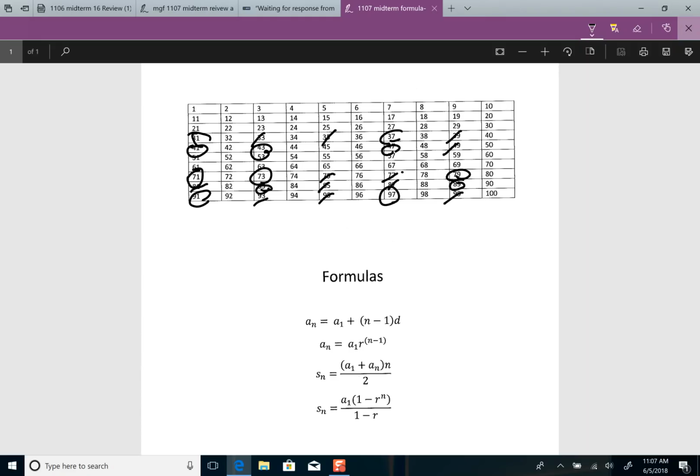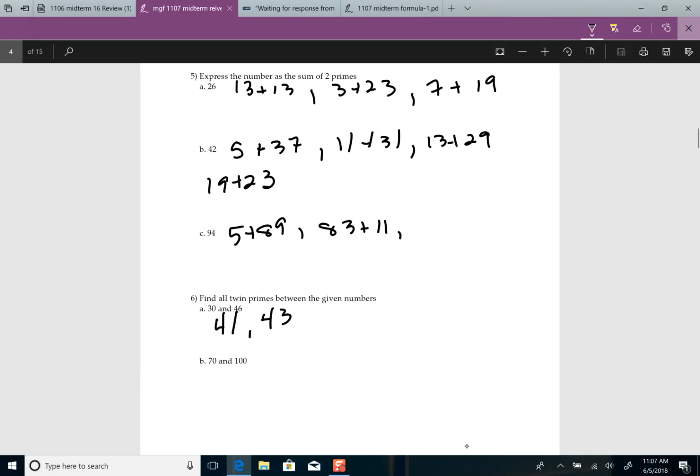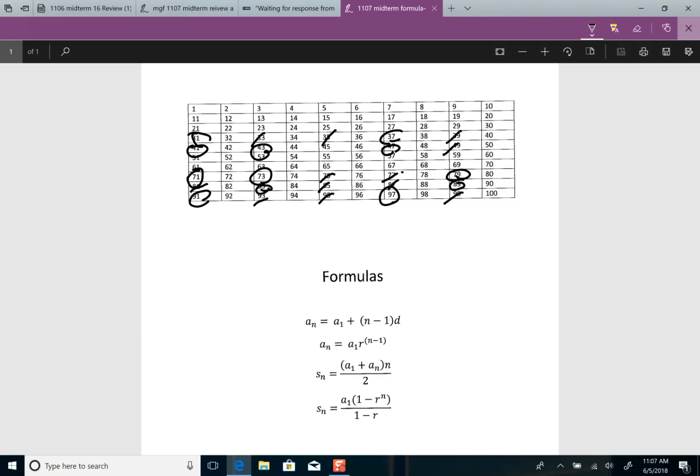So when I'm looking at twin primes, I have 71 and 73. Let's write that first. 71 and 73. And then my other set was 89 and 91.